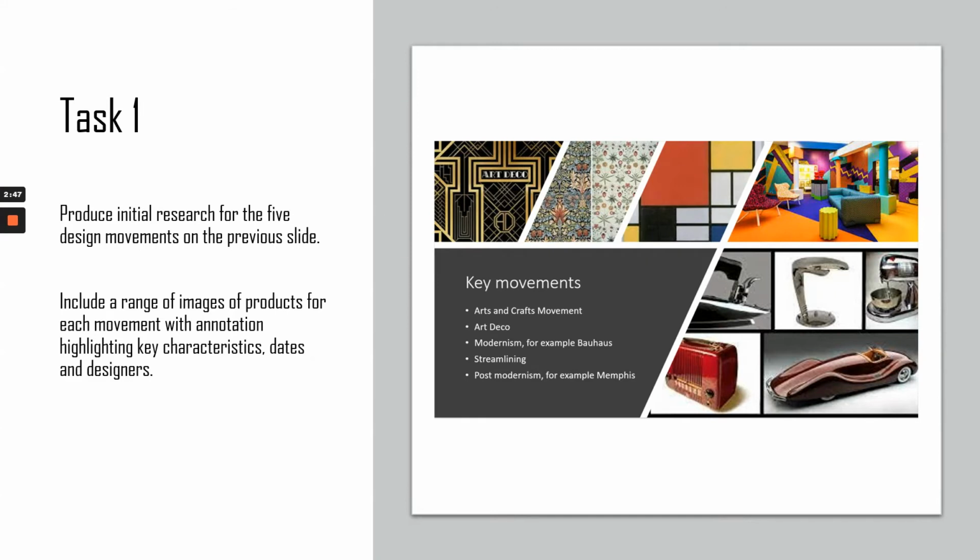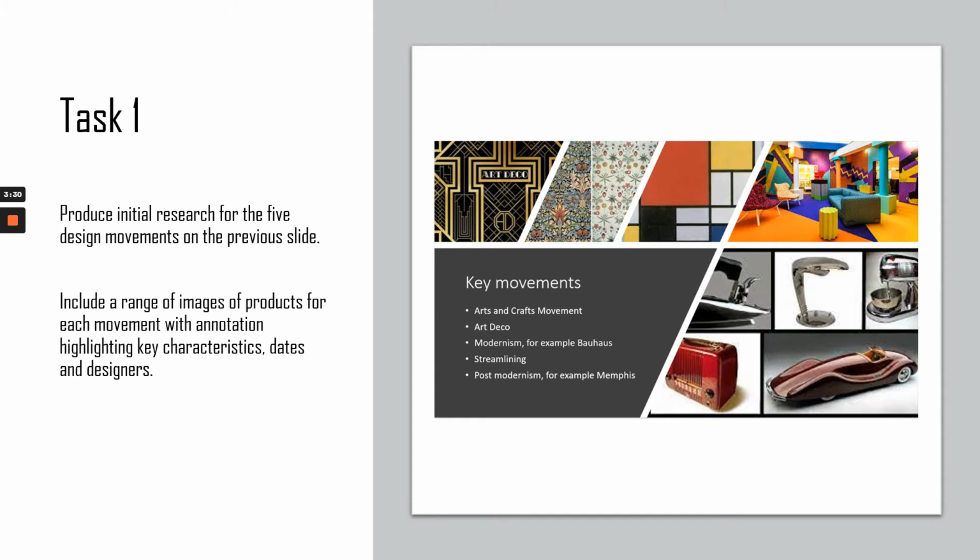So task 1 then, guys, is to produce initial research for 5 design movements on the previous slide. So I've just included a little image here so you don't have to keep clicking back. Okay, so you can see the list there. So an initial research page for these 5 design movements. You need to include a range of images of products for each movement with annotation highlighting key characteristics, dates and designers. So at A level, your annotation moves on. It's not restricted to labelling and short sentences. It's opened up to explanations and full descriptions, okay, using keywords. But you must highlight the key characteristics, okay.